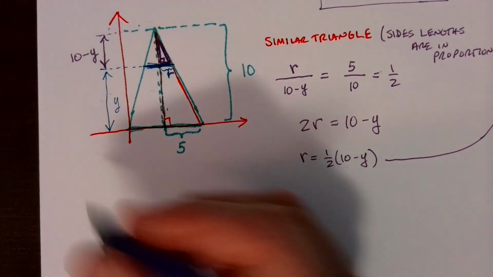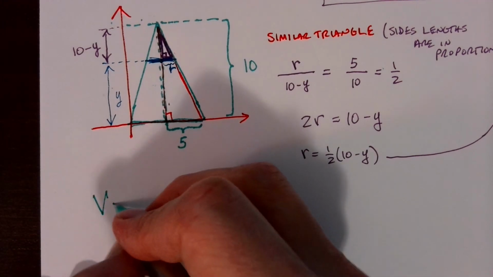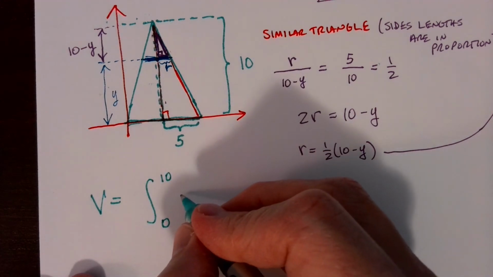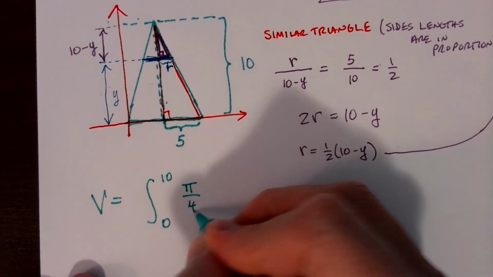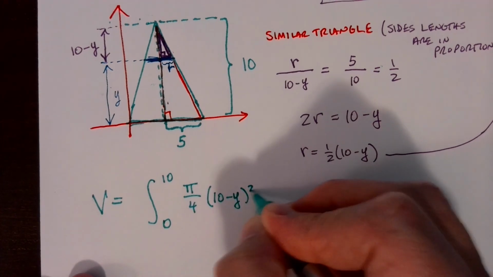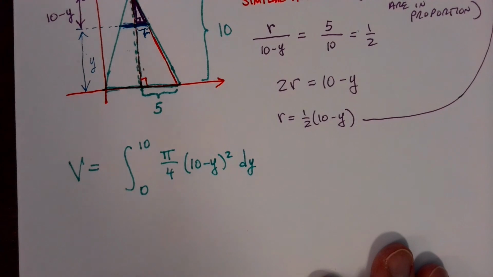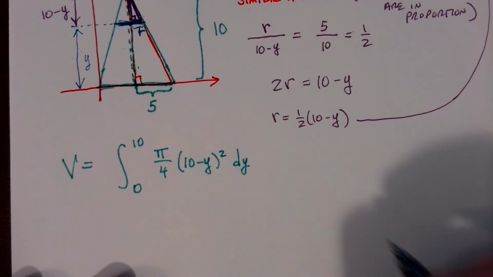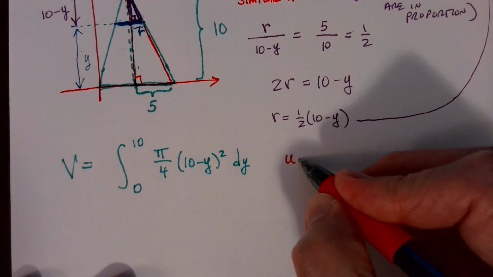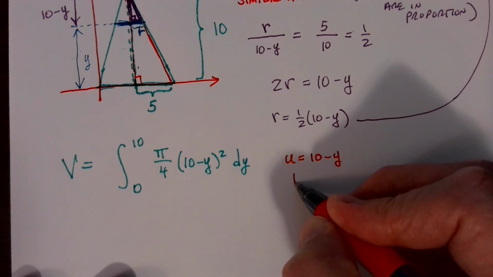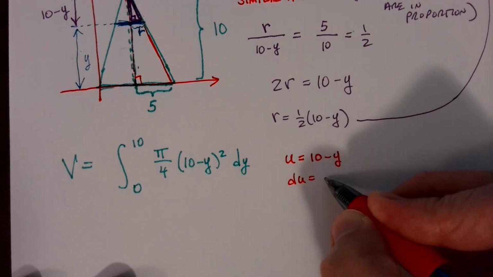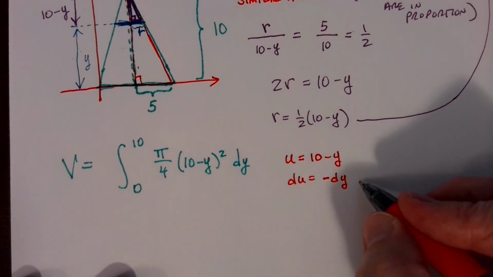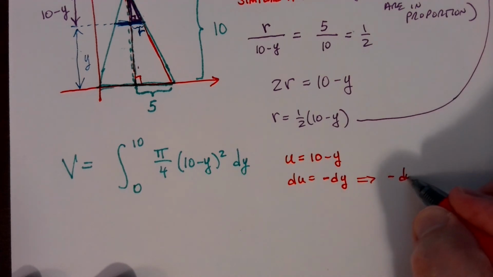And that's the volume. So the volume is the integral from 0 to 10 of pi over 4, 10 minus y squared dy. And now we just have to evaluate this integral. I'm going to go ahead, and you could expand this out and just do it that way. I'm going to do a little substitution. I'm going to let u equal 10 minus y, so that du is what? Derivative of 10 minus y is -1. So du is negative dy. I've got just a positive dy, and so I'm going to multiply both sides by -1 here.